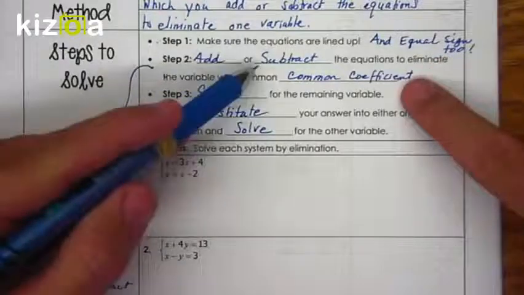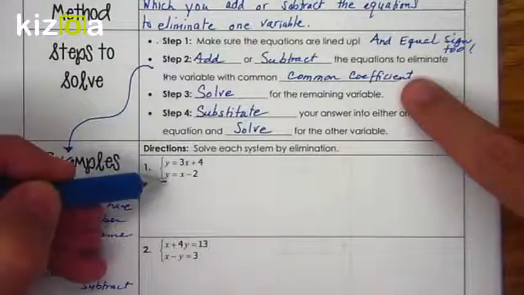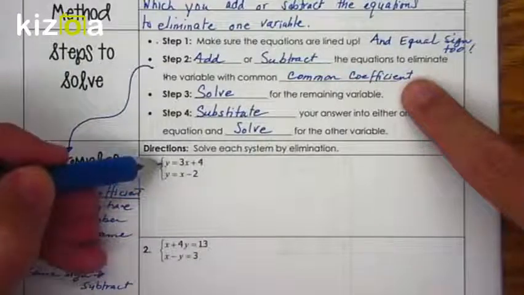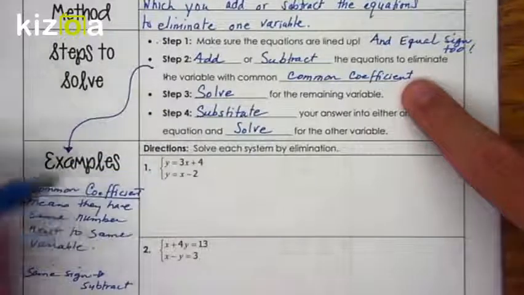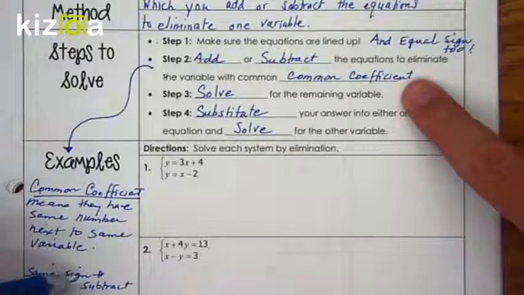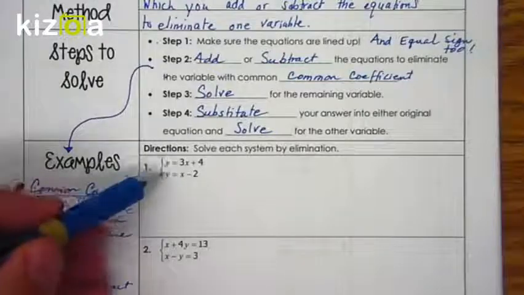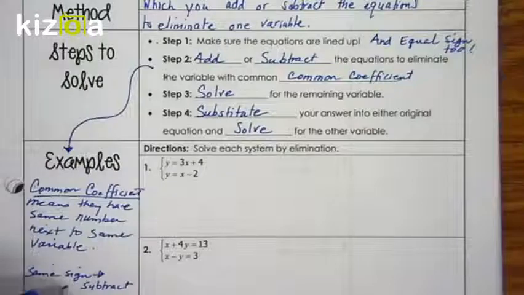We're going to be looking for a common coefficient. If you look in front of the y's, both of these y's have an assumed value of 1. The coefficient in front of those are both 1. That makes them common coefficients. And since they're both positive, they're the same sign, so we're going to decide to subtract these two equations. So step 1, we verified that everything is lined up. In step 2, we're going to subtract these two equations because they have the same positive numbers.